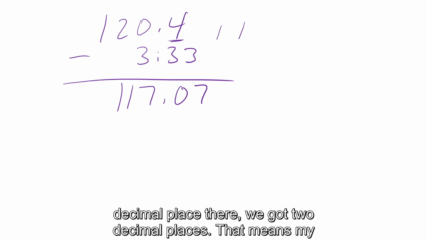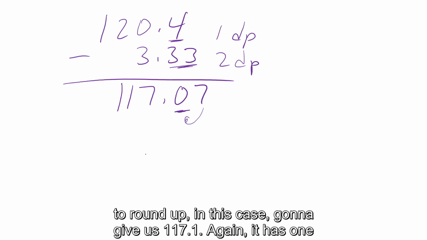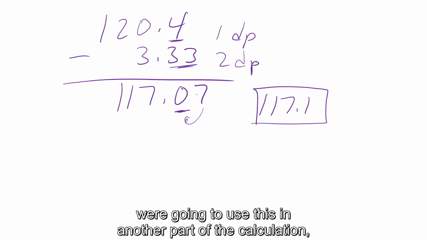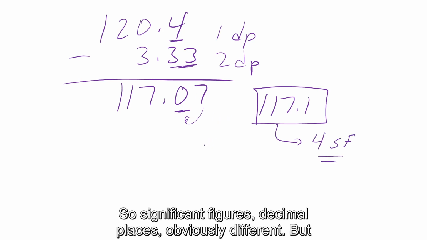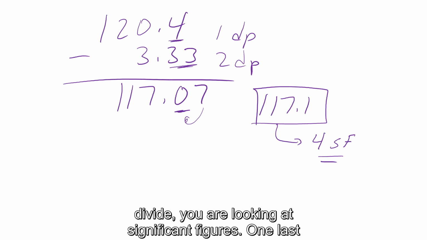So we got 1 decimal place there. We got 2 decimal places. That means my answer should end up at 1 decimal place here. We're going to round up in this case. Going to give us 117.1. Again, it has 1 decimal place, which it should because we subtracted. But if we were going to use this in another part of the calculation, then obviously here we would have 4 significant figures. So significant figures, decimal places, obviously different. But when you're adding and subtracting, you are looking at decimal places, not significant figures. When you multiply and divide, you are looking at significant figures.